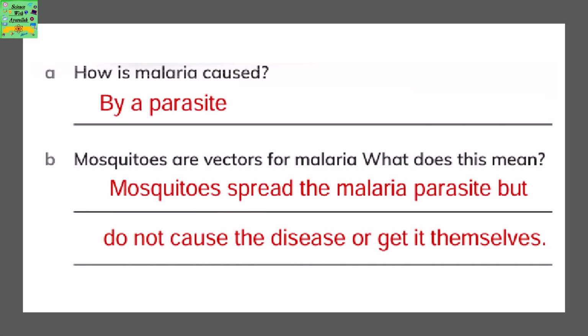How is malaria caused? Malaria is caused by a parasite. Mosquitoes are vectors for malaria. What does this mean? Mosquitoes being the vectors means that they spread the malaria parasite, but they do not cause the disease or get it themselves.